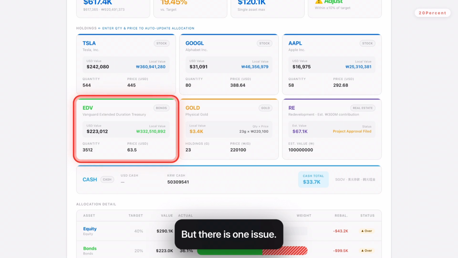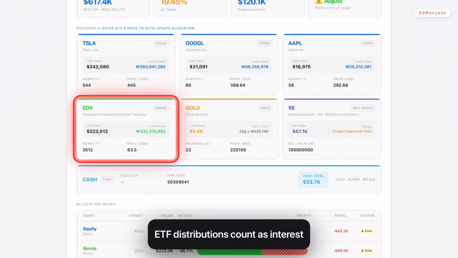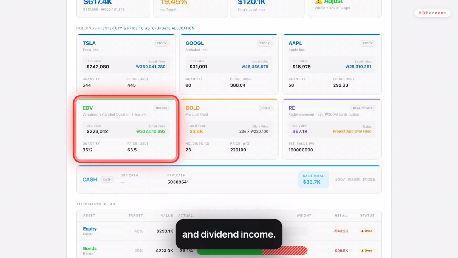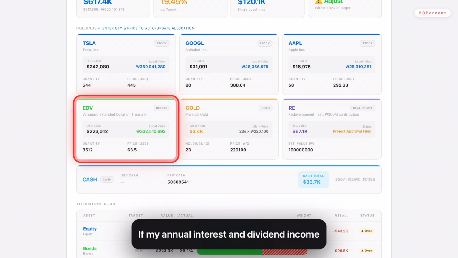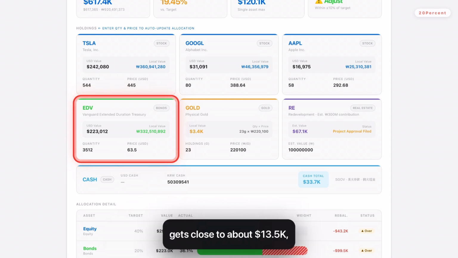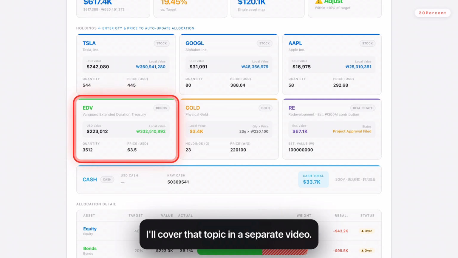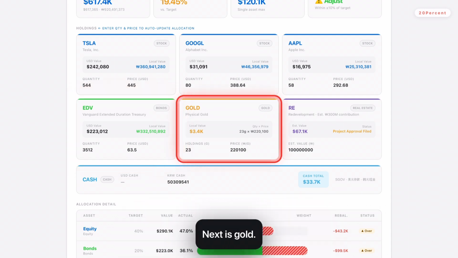But there is one issue. For Korean residents, ETF distributions count as interest and dividend income. If my annual interest and dividend income gets close to about $13.5 thousand, I may consider gradually moving into US strips that pay no distributions. I'll cover that topic in a separate video.